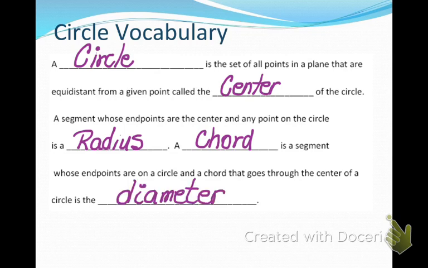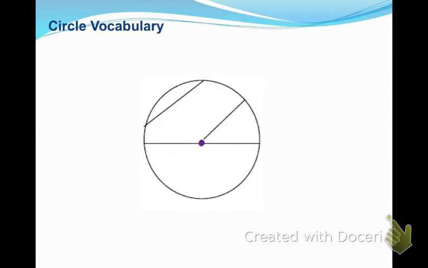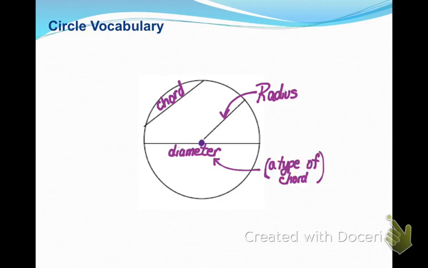Now I have a diagram that I'd like us to fill out with these terms. As you can see, we've labeled the diameter, a radius, and a chord. I'd like you to fill that out on your sheet. And notice that the diameter is a special type of chord. It goes right through the center. Pause the video if you need time to write this down.